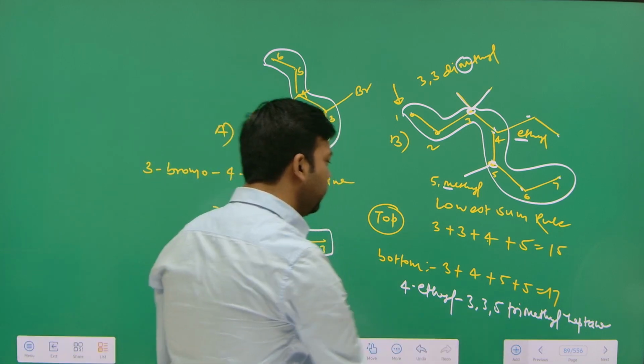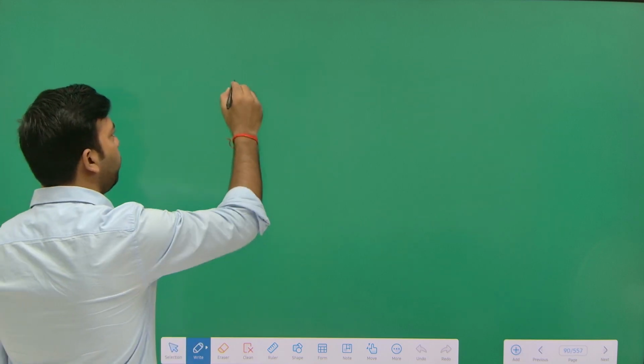Now move to the alkene. So, naming of alkene.